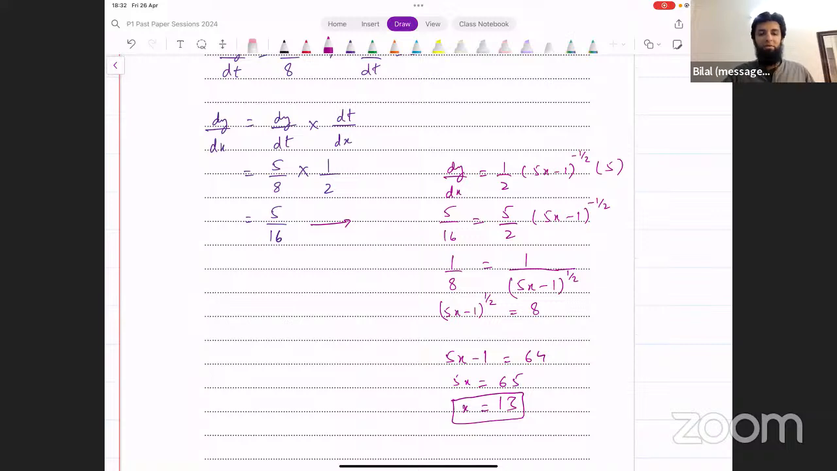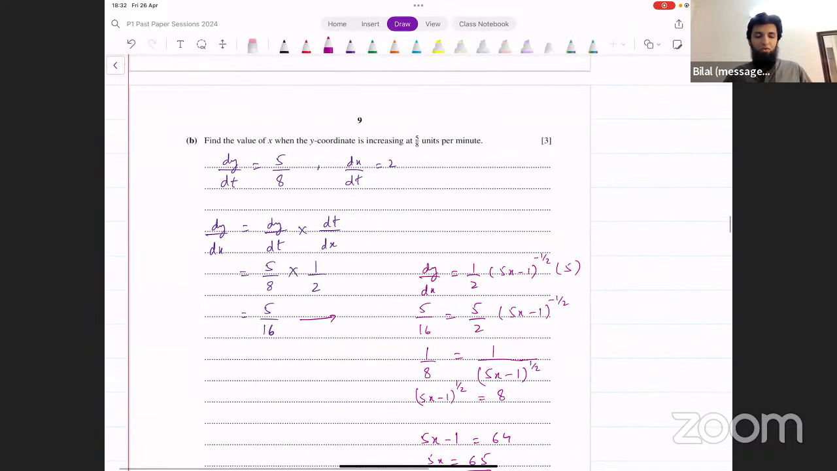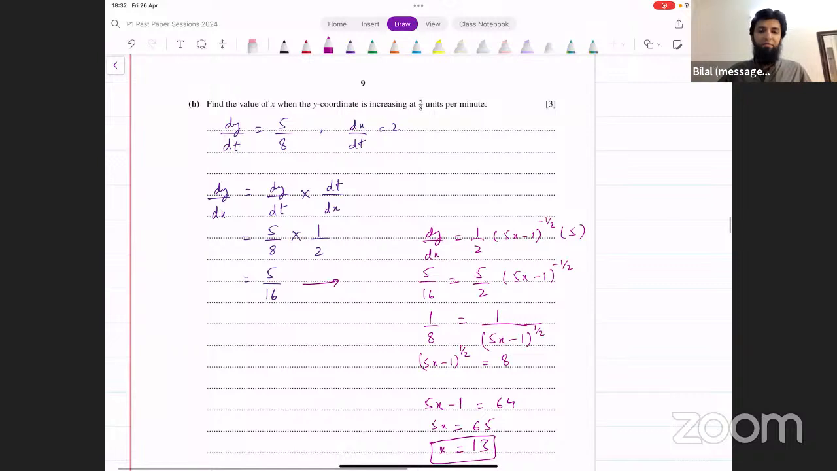Okay, x equals 13. So using dx over dt and dy over dt, we found a value for dy over dx. Then put dy over dx equal to that value. That gives you the corresponding value for x. Again, not that difficult. Let me look at the next one.